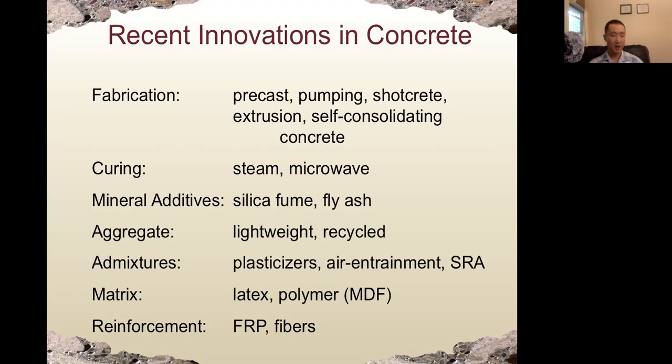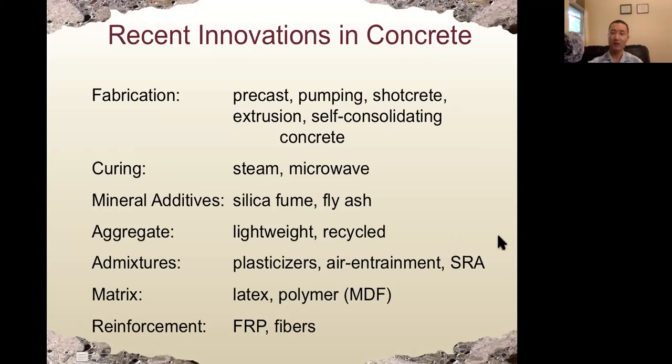We'll talk about different types of aggregate, such as lightweight aggregate or recycled aggregate, to make concrete a sustainable approach. We'll talk about chemical admixtures, such as superplasticizer, which can make the concrete very flowable. We'll talk about air entraining agent, which will make the concrete durable to resist certain types of chemical attacks, such as alkali-silica reaction.